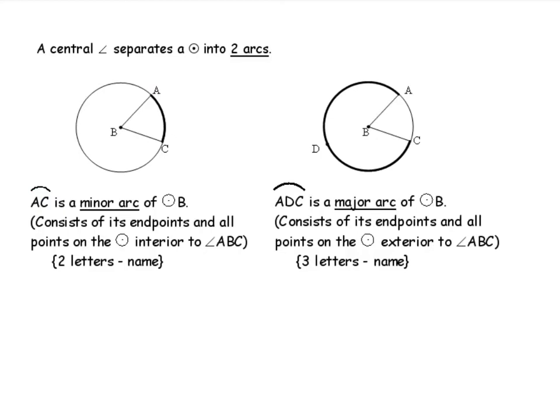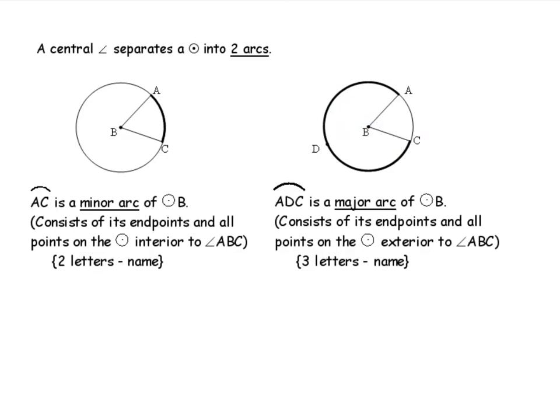So if you're dealing with a minor arc, you're going to use the two letters with a little arc above it. The major arc in this case is the one that travels all the way from A through D around to C. We call this one my major arc. And the major arc will consist of the endpoints and all of the points to the exterior of my angle ABC.